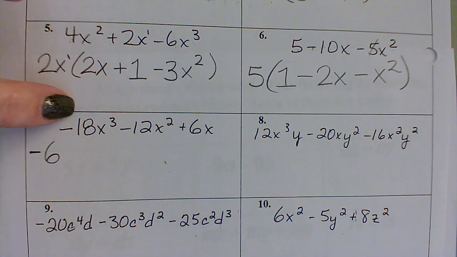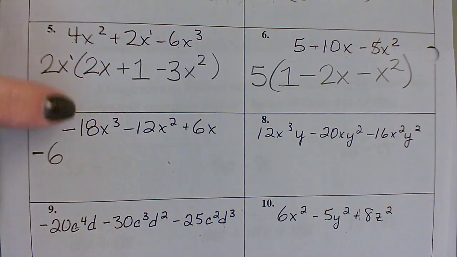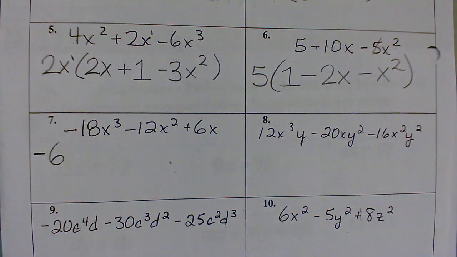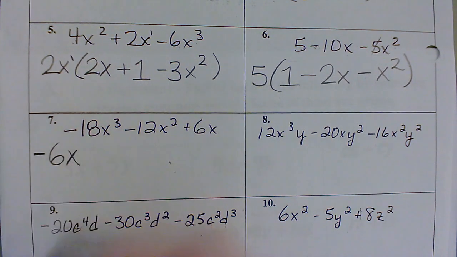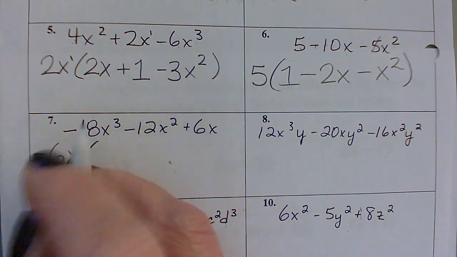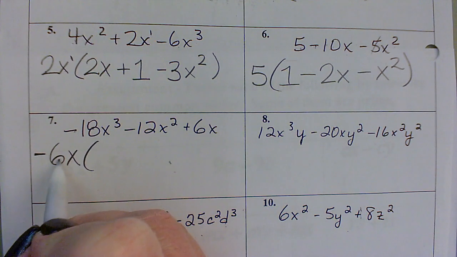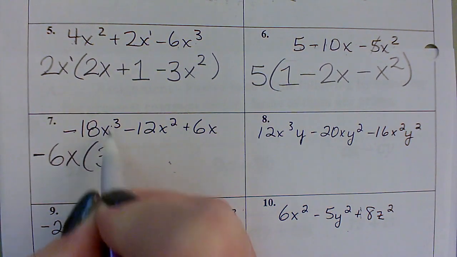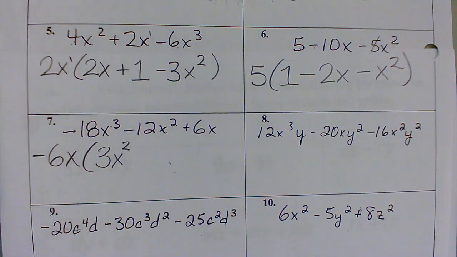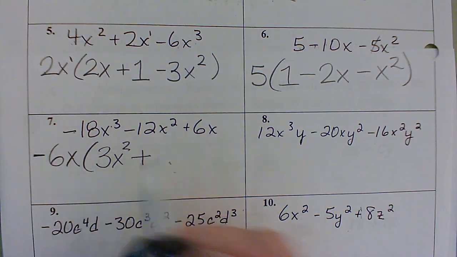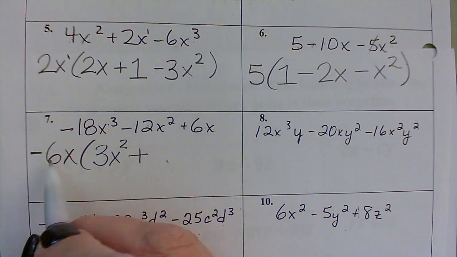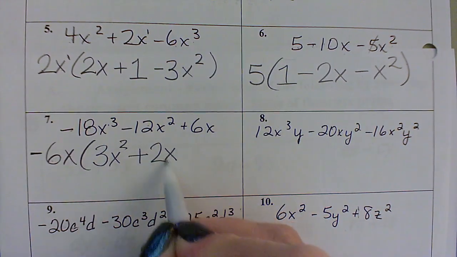The leading term is negative, right? Have to take out the negative. The largest number is 6. If I took out a 2, that would be wrong. If I took out a 3, that would be wrong. It has to be the greatest. And how many x's can I take out? 1. So I took out the negative. 18 divided by 6 gives me a 3. And I had 3 x's, so I'm left with 2. So far, so good? When I remove a negative, the signs all change to be the opposite, right? 12 divided by 6 gives me a 2. And I have an x.